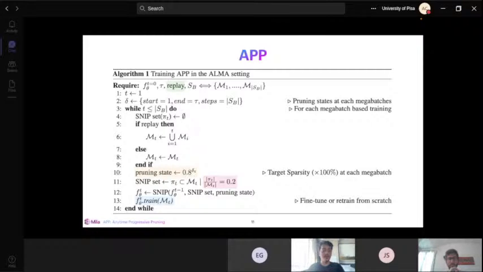So it's 0.8 to the power 1, so you have 80% remaining weights, and so on and so forth. In our work, we apply a maximum amount of pruning to be at 4.5, 0.8 to the power 4.5, which is nearly 33% remaining weights. So you remove nearly 66% of the weights that you have in the model.